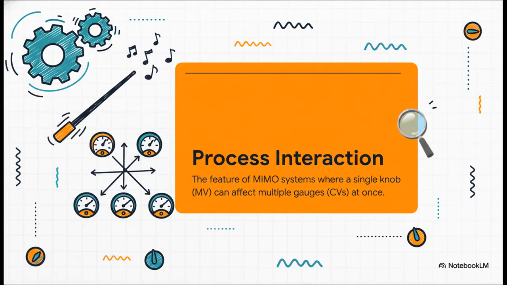And this whole tangled mess actually has a name. It's called process interaction. It is the defining challenge of controlling these big, multivariable systems. It's that ripple effect we talked about, where one single action has multiple and sometimes totally unintended consequences. This is what engineers are paid to master.